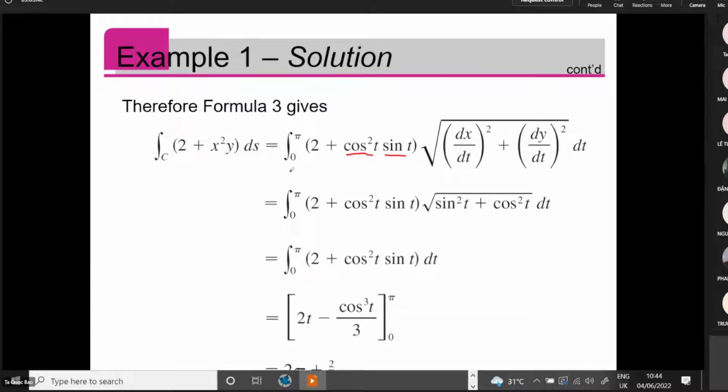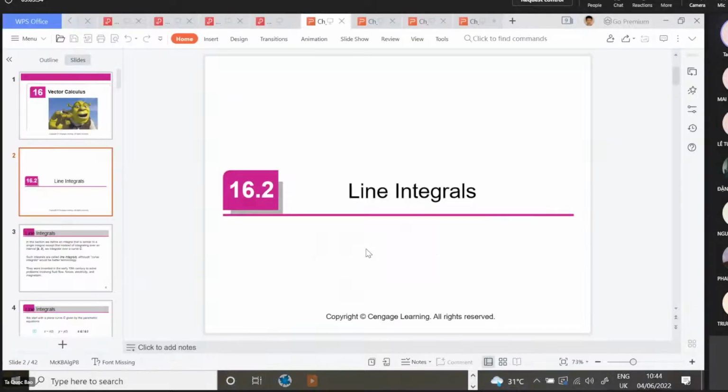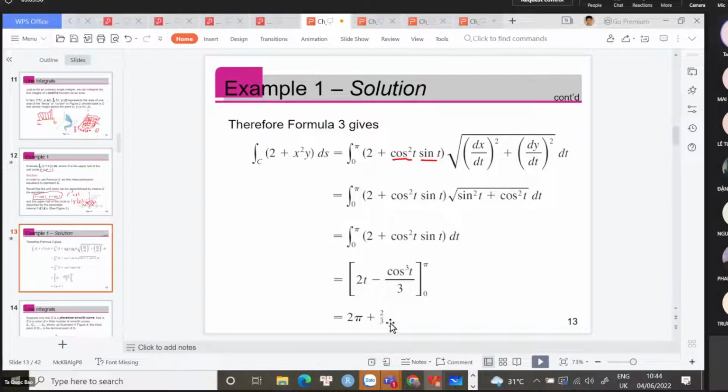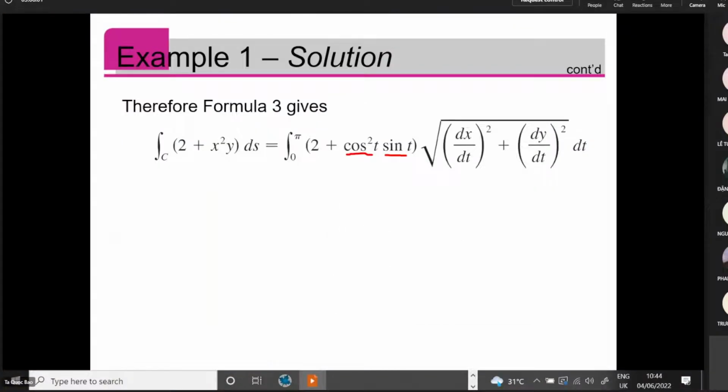Okay, I'm going to the results. Okay. The result is like this: 2 pi plus 2 over 3. Right.